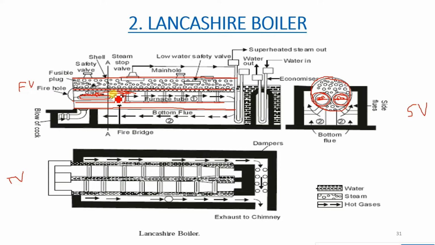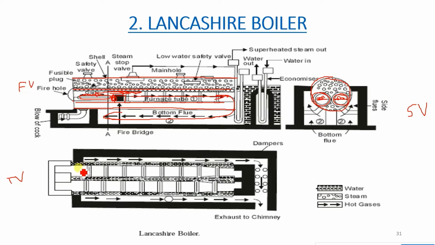Therefore, it prevents the movement of ash. So ash is collected here. Even though some part of ash moves along with the flue gases. So flue gases first move in this direction, then they come out from the downward direction.